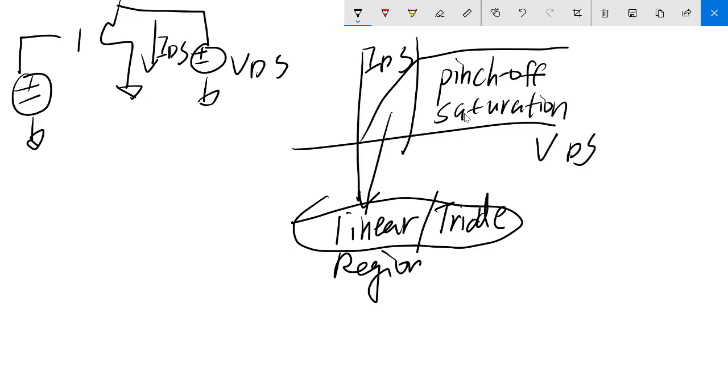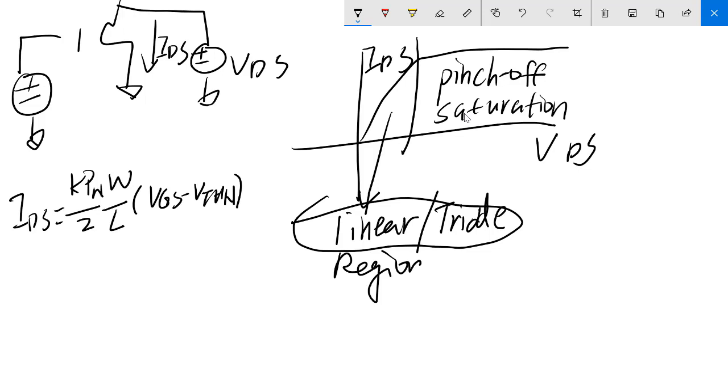And that equation is IDS equals KPN, if it's the NMOS, times the width over the length, times (VGS minus VTHN) times VDS minus VDS square over 2. And you want to keep all these things in one parenthesis. So that's IDS in the linear or triode region.